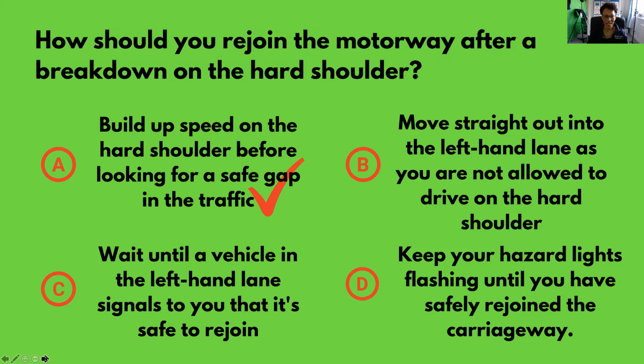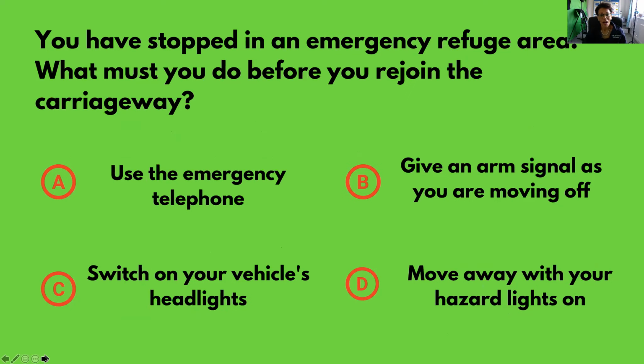And the correct answer here is, of course, build up speed on the hard shoulder before looking for a safe gap in the traffic. That is obviously the safest thing that you can do in this situation. You have stopped in an emergency refuge area. What must you do before you rejoin the carriageway?